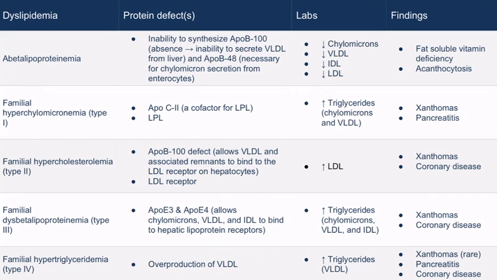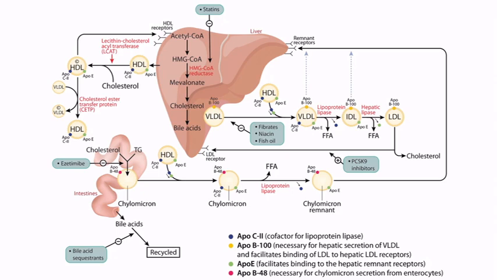If we look at the table, we can see that type 2 dyslipidemia is the only dyslipidemia that results in elevated LDL. Also notice from the table that this is caused by a defect in ApoB100 or the LDL receptor, which are both responsible for the hepatic uptake of LDL. From the overview figure, we can see that a defect in the LDL receptor, right here, or ApoB100 would both result in increased levels of LDL. So in answer to the question, ApoB100 is most likely defective.